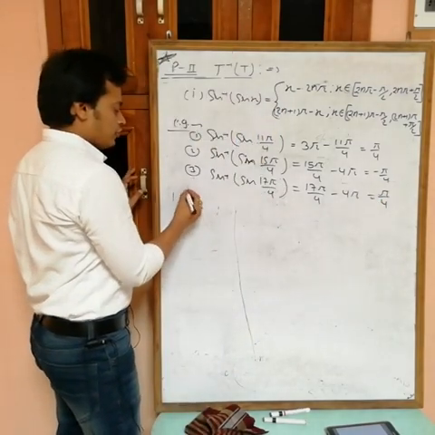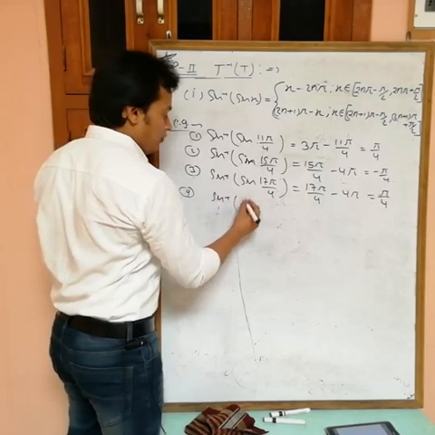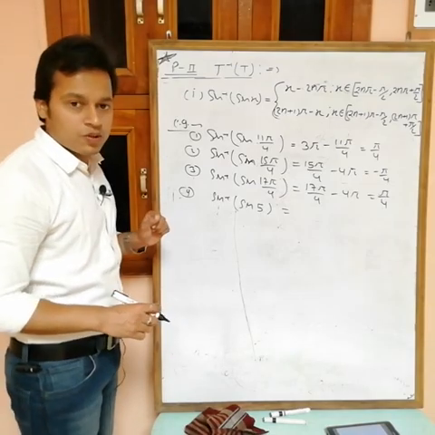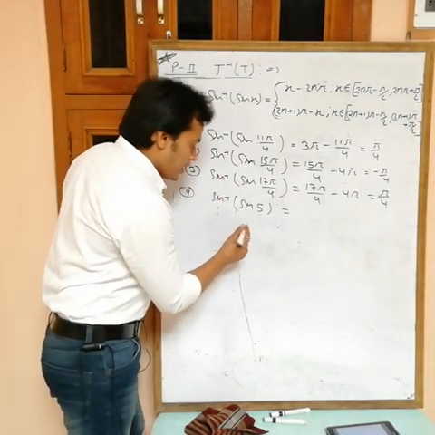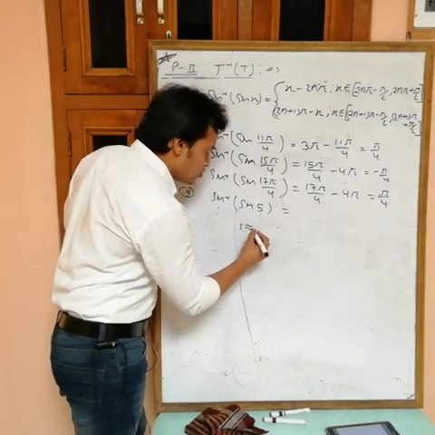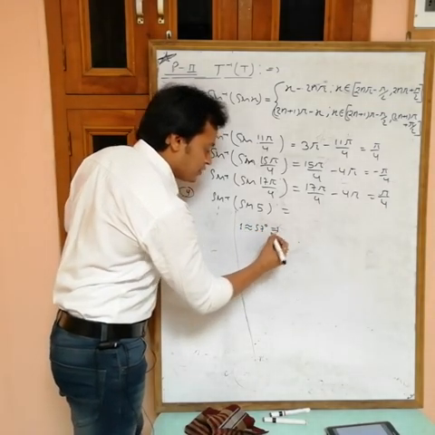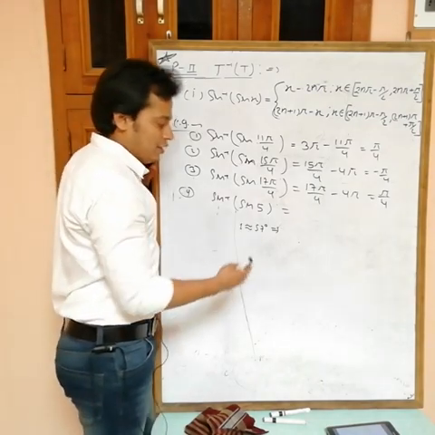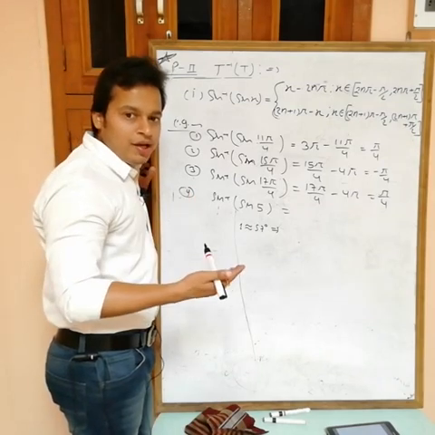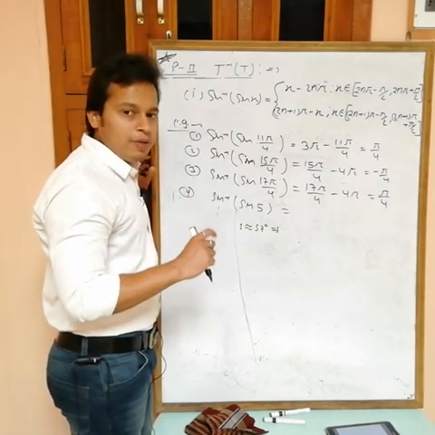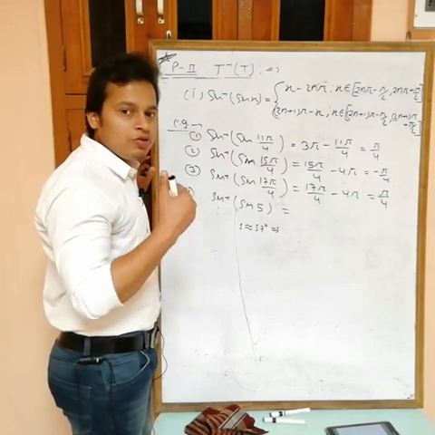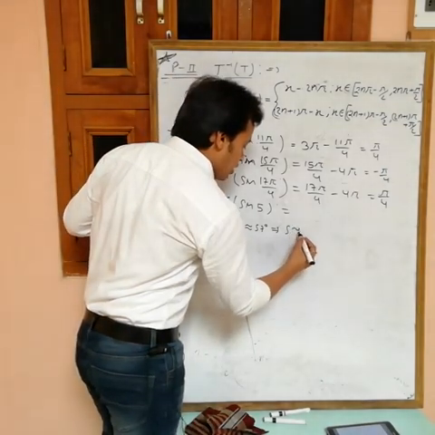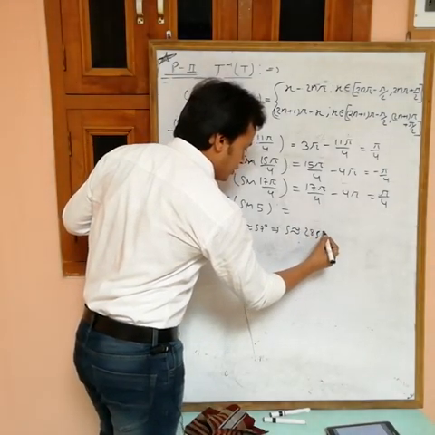Fourth example, sine inverse of sine 5. Now find the value of this. Actually, 1 radian is approximately 57 degrees. Pi is equal to 180 degrees, and the value of pi is 3.14. So 3.14 equals 180, and 1 equals 180 by 3.14, which gives 57 degrees. So 5 is around 285 degrees.